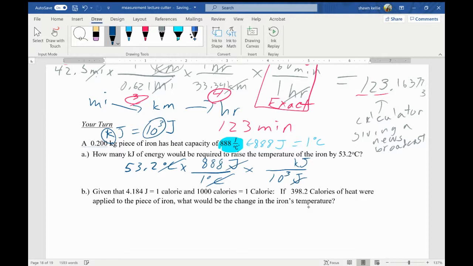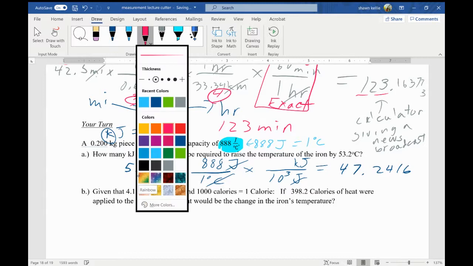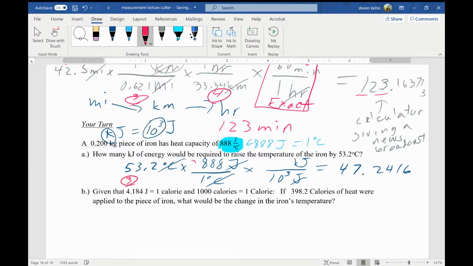So now I've gotten rid of joules, and I just multiply everything on top, divide through by everything on the bottom, and that gives me 47.2416. Sig fig check. 3 sig figs here. 3 sig figs here. That's exact. So my least number of sig figs is 3. 1, 2, 3. And we wind up with 47.2 kilojoules.